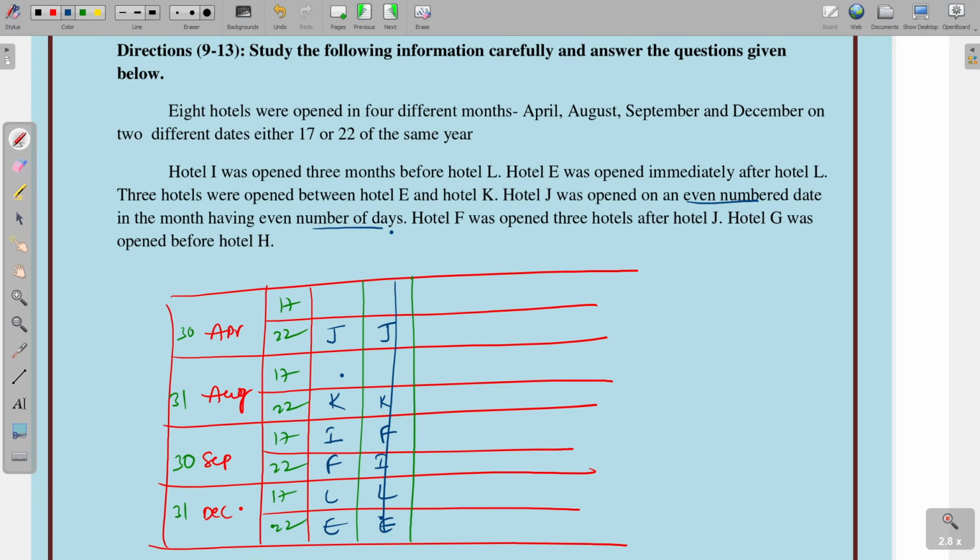And next, Hotel G was opened before H. So H is placed, G is placed here. So HJ, GJ, HK, and FI, and next L and E. So see, Hotel F was opened 3 hotels after J. So 1, 2, 3. So 3 hotels after J, it means F is placed here. So next I is placed here. Here is the mistake one, here I. It is the final arrangement of the puzzle.